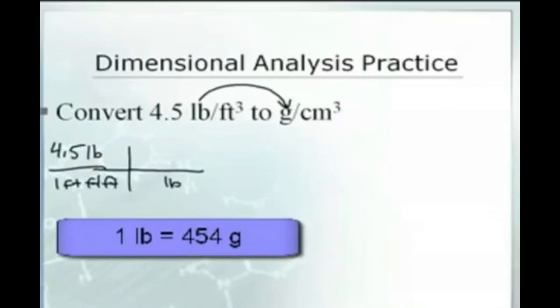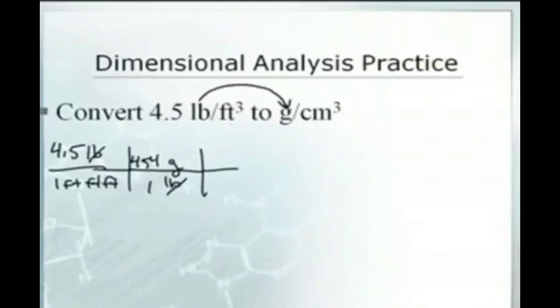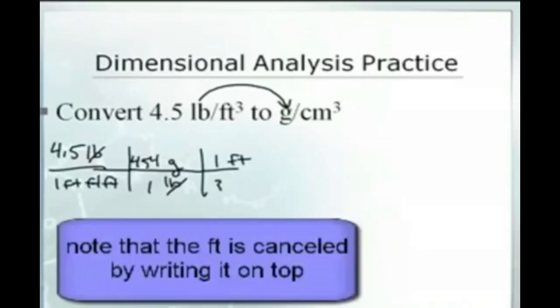Pound to gram. There's 454 grams in a pound. Pounds cancel. Now to get feet to centimeters, we can go foot to centimeter. We got the 30.48. Yeah, we used that last time. So actually, this isn't so bad. You can say 1 foot is 30.48 centimeters, and that gets rid of one of the foots. One of the feet? One of the foots. I don't know.